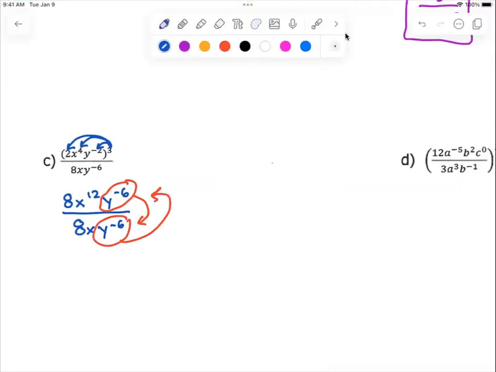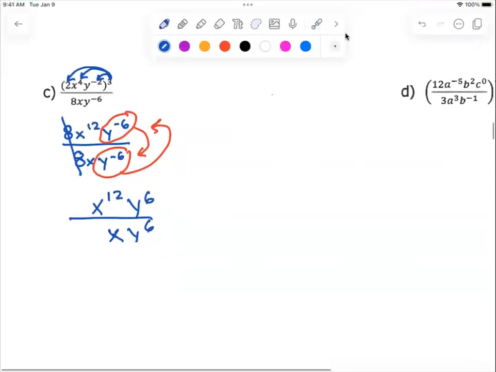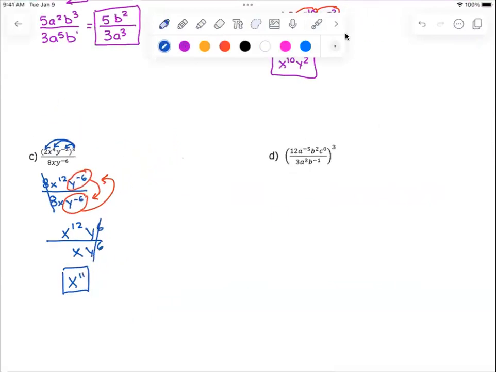So I really have, first of all, 8 over 8 is gone. It's just 1. So I have x to the 12th, and then my y's flip because they're both negative. Now I'm going to simplify. X to the 12th over x is x to the 11th. They're left on top. Y to the 6 over y to the 6th cancel. There's 0 y's left. So it's just simply x to the 11th. Again, not the only way to do that problem.